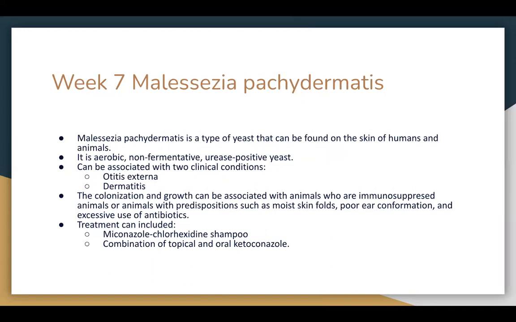The colonization and growth can be associated with animals who are immunosuppressed. Immunosuppressed animals are animals with predispositions such as moist skin folds, poor ear conformation, and excessive use of antibiotics. Most treatments can include miconazole, chlorhexidine shampoo, or a combination of topical and oral ketoconazole.